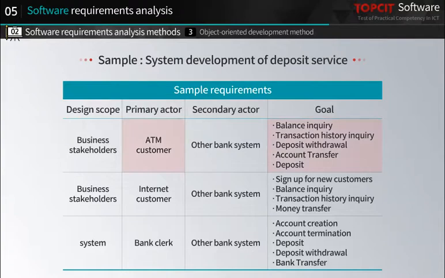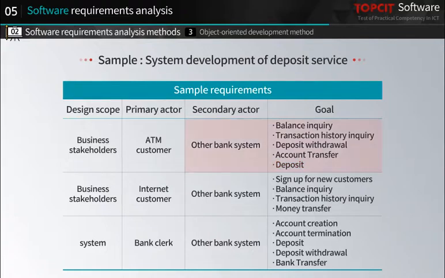The primary actors are ATM customers, Internet banking customers, and bank clerks, and each goal depends on the role of the primary actor. For example, the goal of deposits is the goal of customers visiting the bank with the money to deposit in their accounts, but it is not the goal of Internet banking customers.